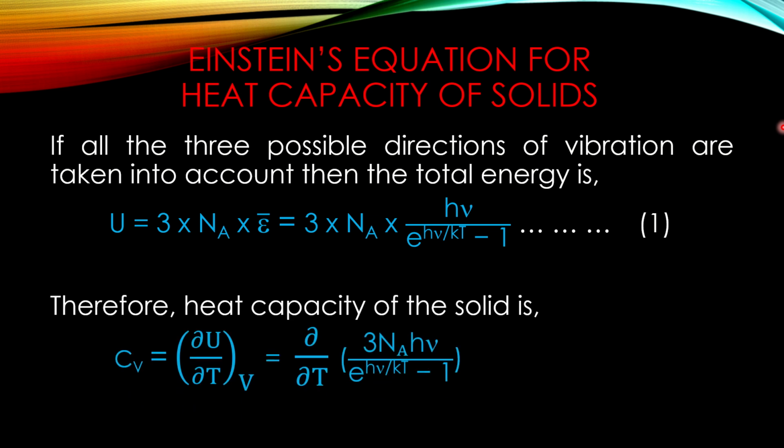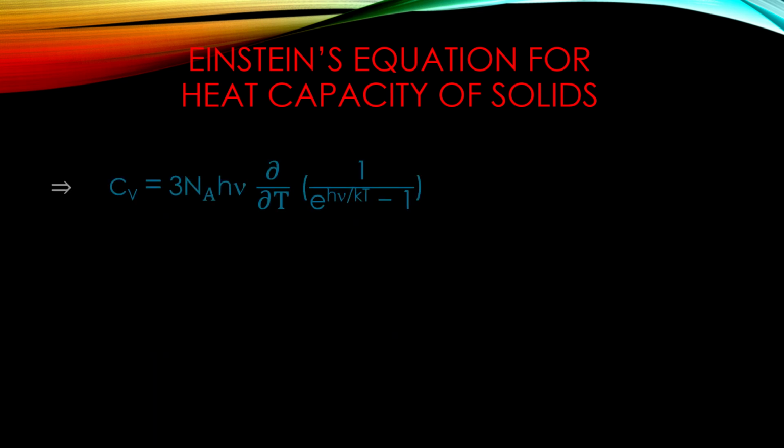Therefore, the heat capacity of a solid, Cv, at constant volume, has the expression we all know, del U by del T at constant volume. So let us differentiate the expression of U with respect to temperature, keeping the volume constant. So we have to differentiate this overall expression, 3 N_A h nu times this term, with respect to temperature at constant volume. So what is the result of this differentiation?